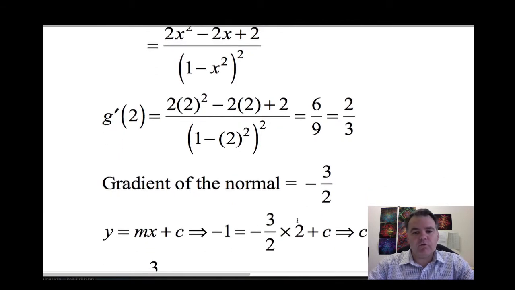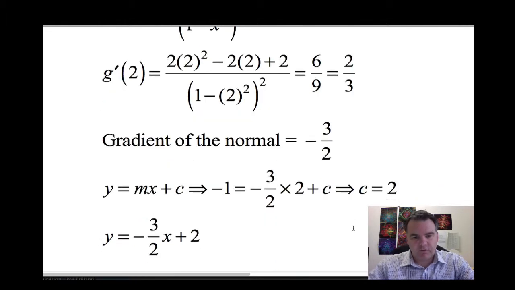Well, we've got the gradient. We've got a point on the curve. That's (2, -1). So we substitute it into the formula for the equation of a line, giving us c equals 2. And the answer to that one is y equals negative 3/2 x plus 2 for the one on page 9. Page 10.